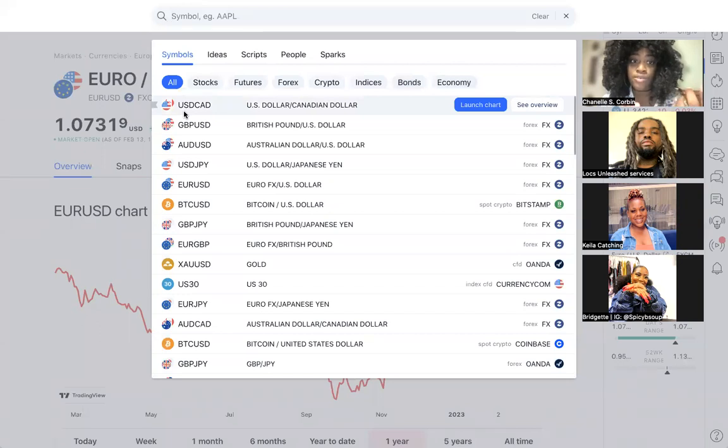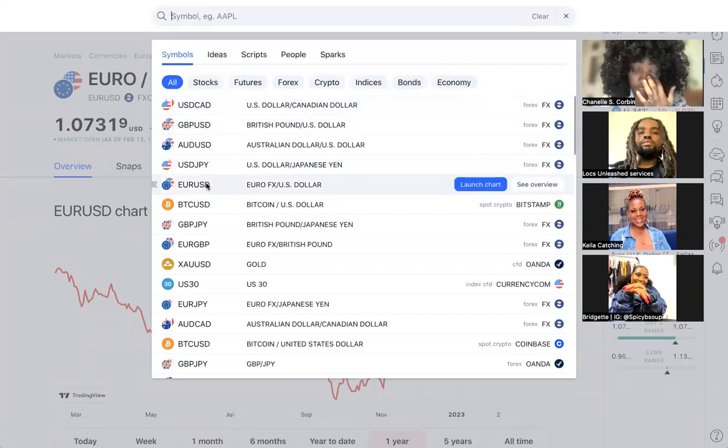And the currency that I'll use mainly in my sessions is Euro USD. So I'm just going to go ahead and scroll down to that. And then I'm going to click launch chart.